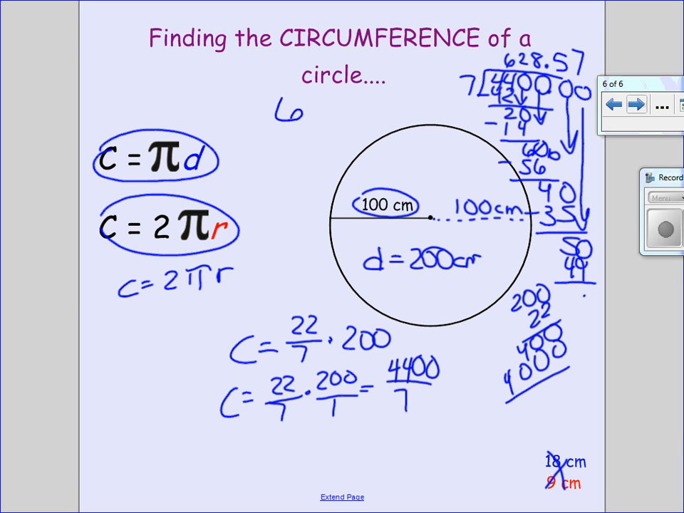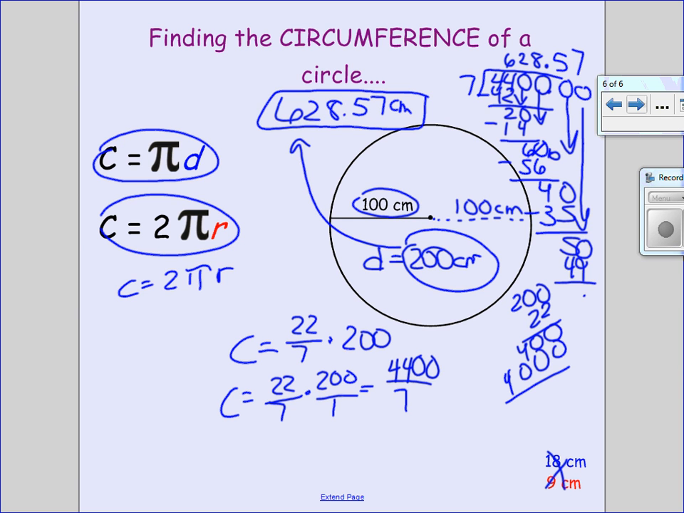So the circumference is about 628.57 centimeters. And again, that should be 3 times bigger than 200. And that's about right, because 200 times 3 is 600, so that's about 3.14 times bigger. Our formula works out. All right, that's all I have for you for circumference of a circle.